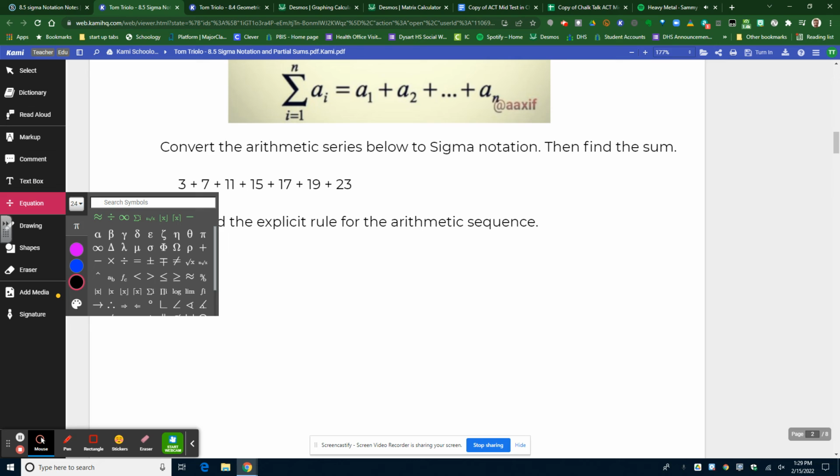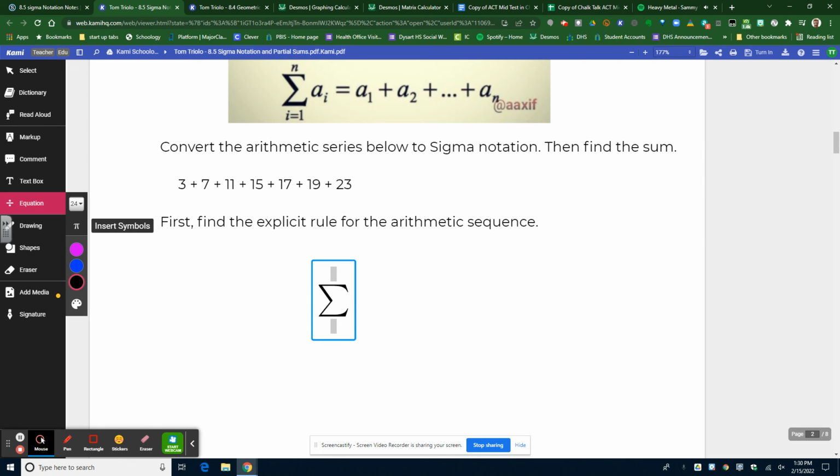Little sigma with an I in it. There we go. So you'll see a gray box on the bottom and a gray box on the top. This tells you where to start and where to finish. I am going to utilize the same symbols they have, and so instead of starting with N equals, I equals.